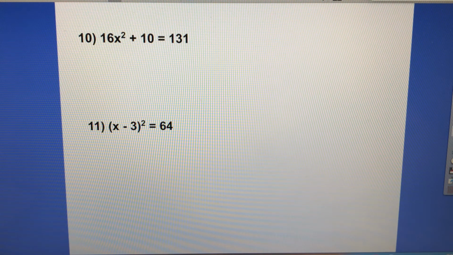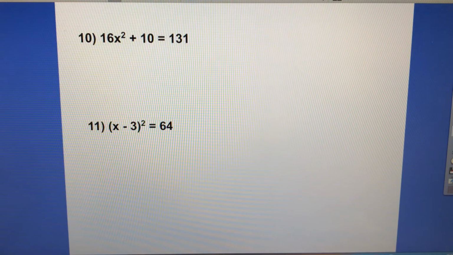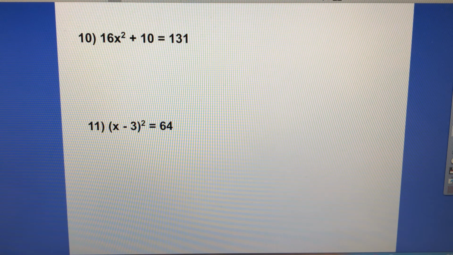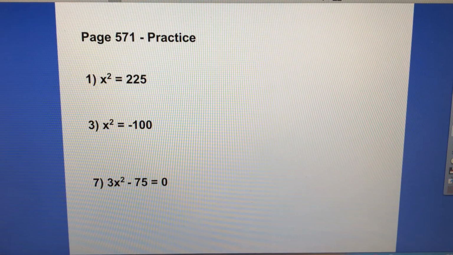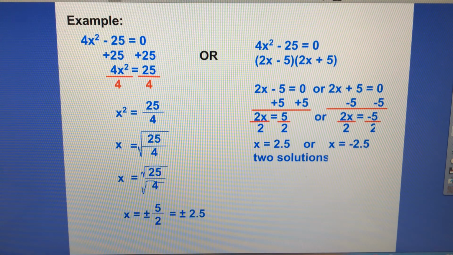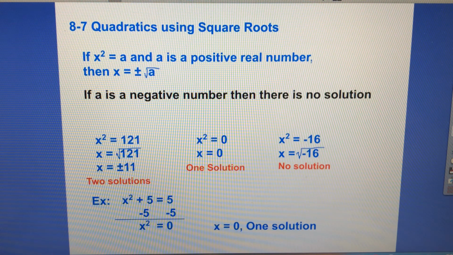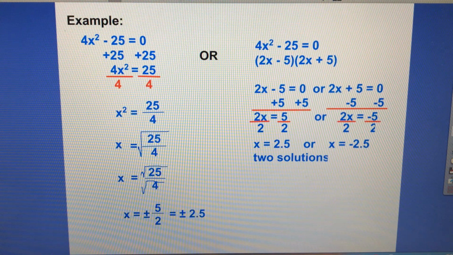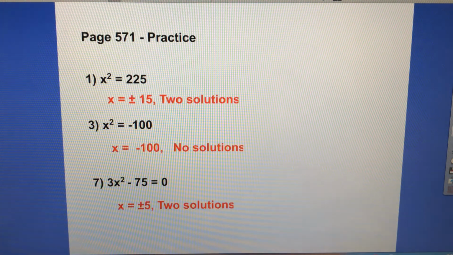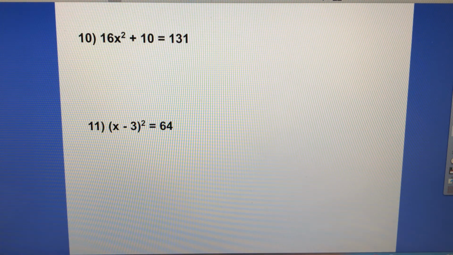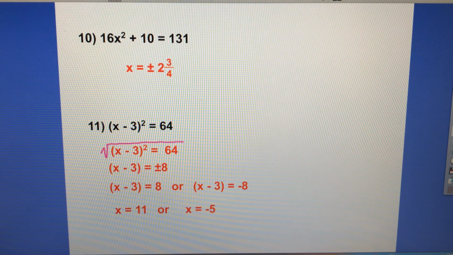Two more to practice with. 16x squared plus 10 equals 131. X minus 3 squared equals 64. Use the examples from the beginning. Go all the way back to here. Follow what we did in this example. Go back, try them, stop your screen, and here are your two answers.